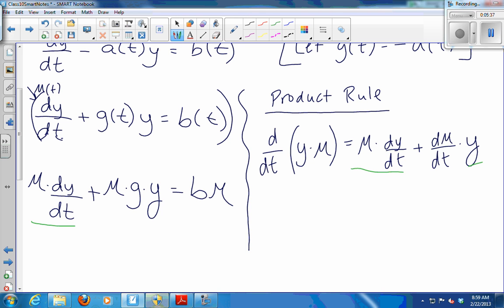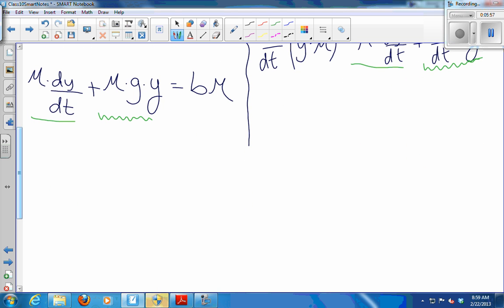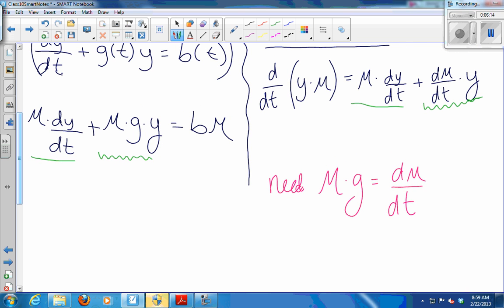And then to make the second term match, the d mu dt times y, to make this term match this term, what would have to be equal? Mu times g would have to equal d mu dt. So to make these the same, we need mu times g to equal d mu dt. Everybody see where that comes from? So my left terms match, this one and this one match perfect. To make the terms on the right-hand sides match, I need mu times g to equal d mu dt.